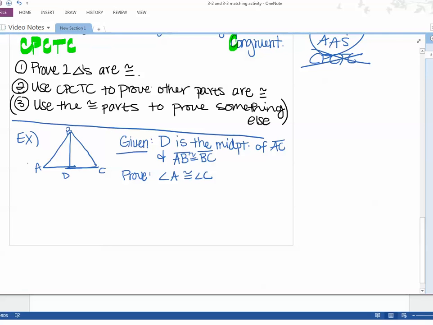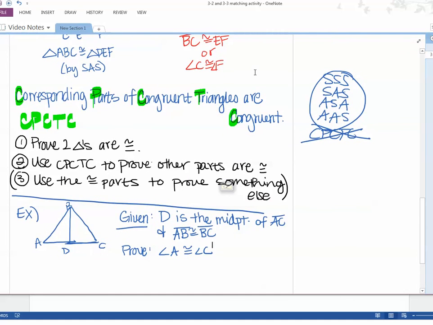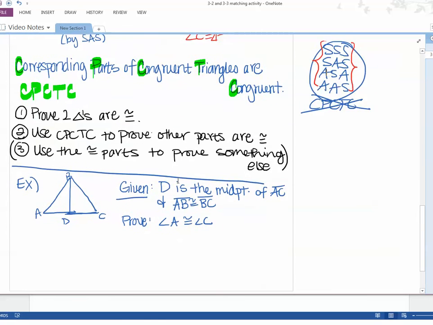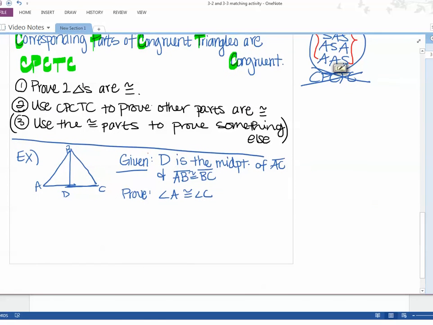Okay, so let's think about this first. Remember, the first step is you have to prove that the two triangles are congruent. Now, how you're going to do that is going to be using one of these. These are the ways that we know. So let's think first about which one we would use. But let's identify what our givens tell us here.